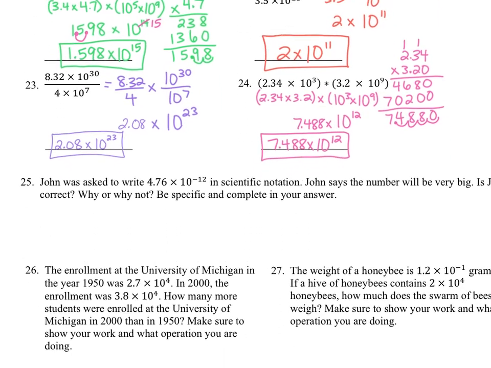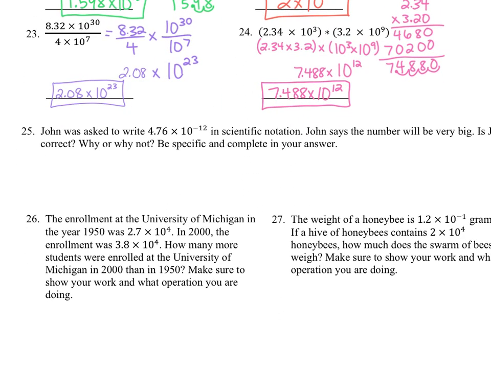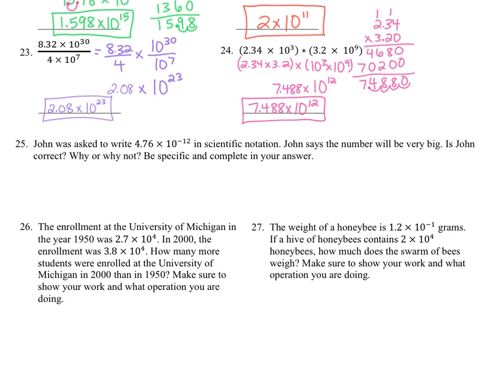All right, number 25. John was asked to write 4.76 times 10 to the negative 12th in scientific notation. John says the number will be very big. Is John correct? Why or why not? Be specific and complete. So that's actually supposed to say standard notation, not scientific.